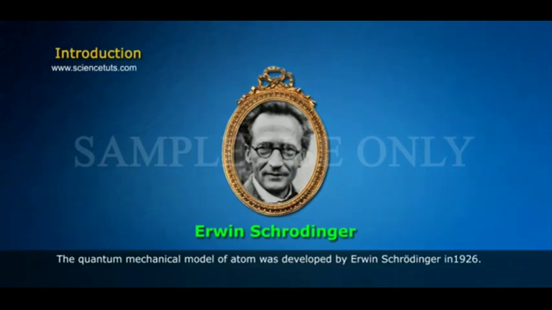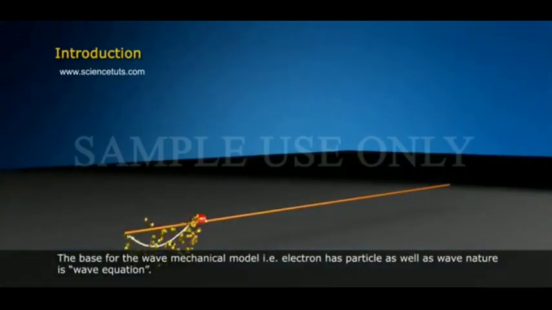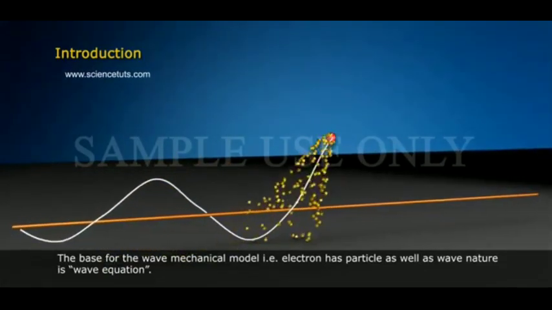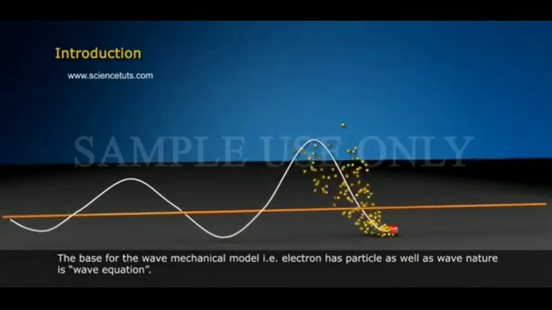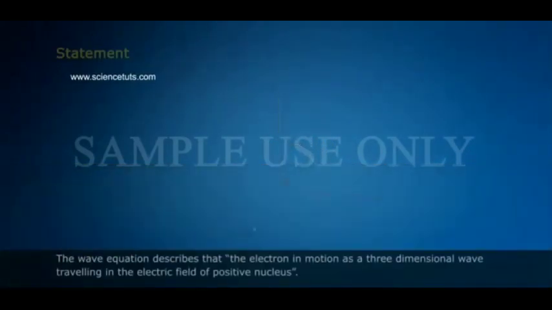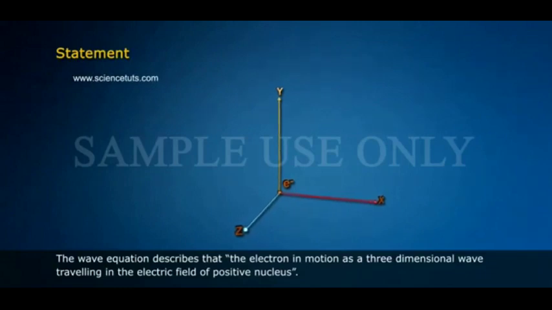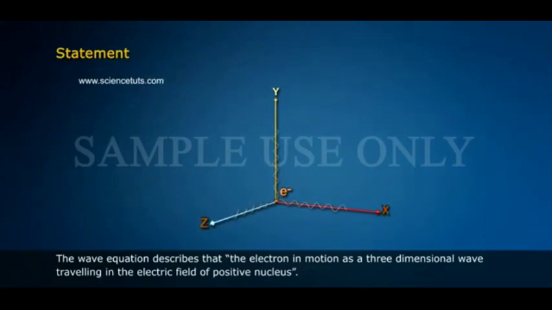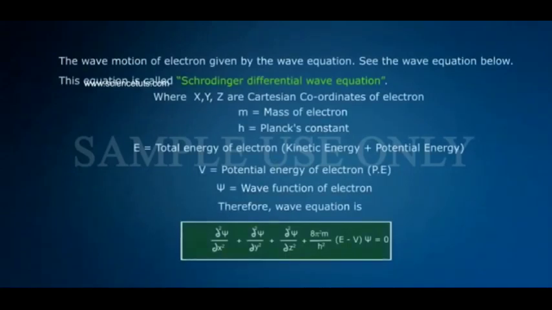The quantum mechanical model of atom was developed by Erwin Schrödinger in 1926. The base for the wave mechanical model, that is, electron has particle as well as wave nature, is the wave equation. The wave equation describes the electron in motion as a three-dimensional wave traveling in the electric field of the positive nucleus. The wave motion of electron is given by the wave equation. See the wave equation below.